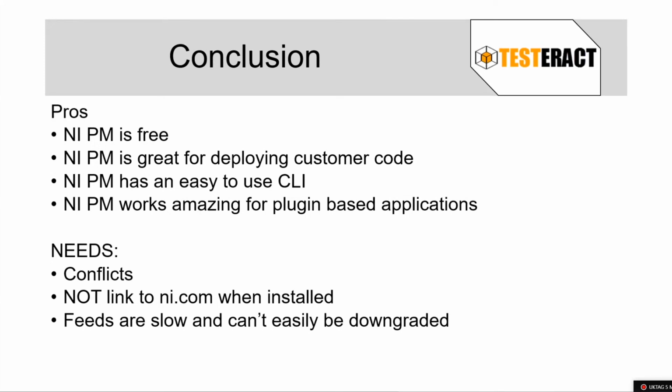So the conflicts are basically if I have a front end callback, let's say in TestStand, technically you can only have one front end callback in TestStand. It would be nice if you could say if a package with a front end callback already exists, remove it first, then install this package. That would be a nice to have.